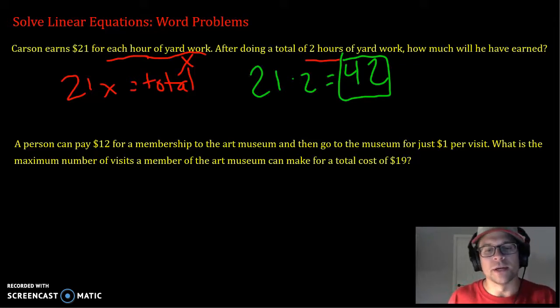Second one, a person can pay $12 for a membership to the art museum and then go to the museum for just $1 per visit. What is the maximum number of visits a member of the art museum can make for a total cost of $19?